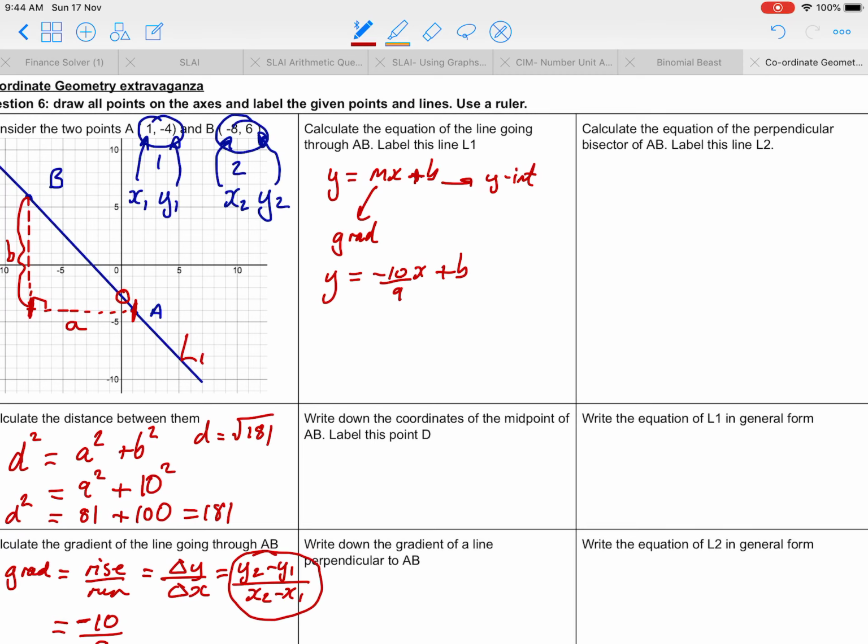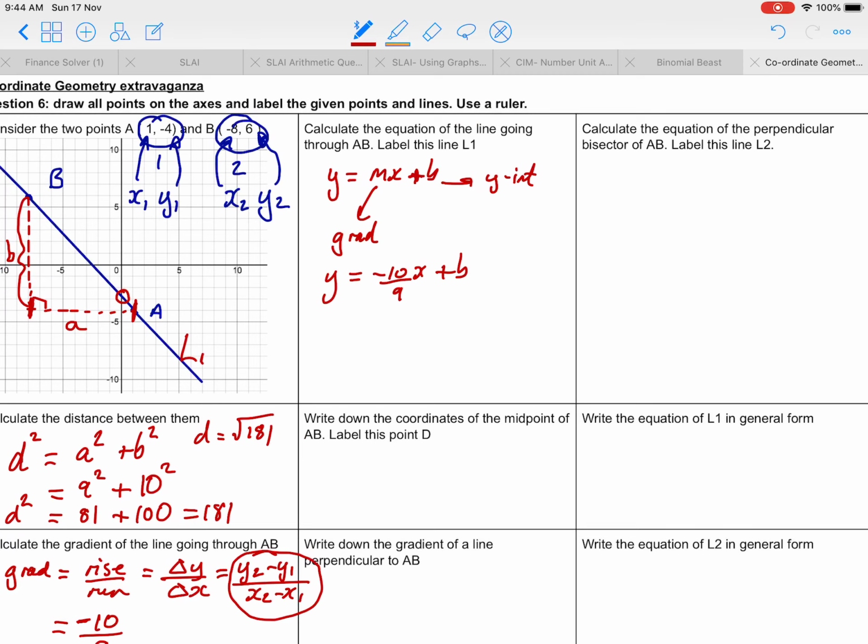Now, this is why we kind of move away from that times tables idea, because these are the answers to the negative 10 over 9 times table, and you don't really have the negative 10 over 9 times table at your disposal easily. So write down the coordinates of the midpoint of AB. And again, you can get it from the visual. You can kind of have a best guess of where it is. But again, maybe it's getting a bit more complicated where decimals and fractions come in. So we're going to use the formula straight away.